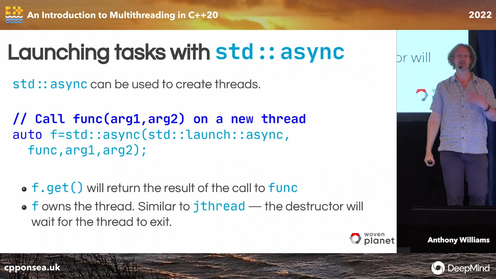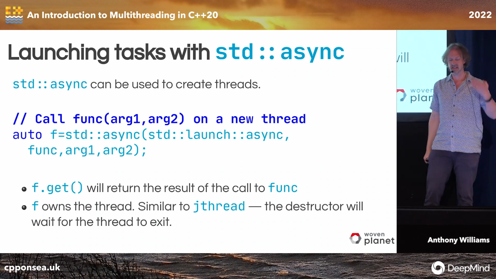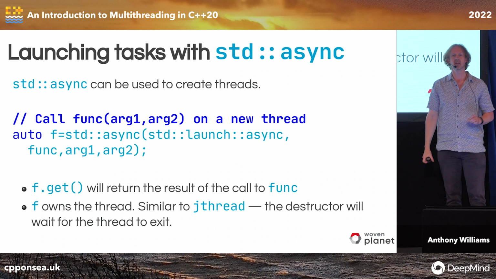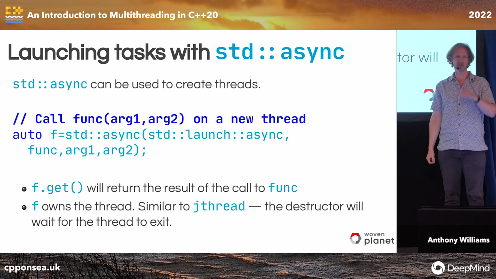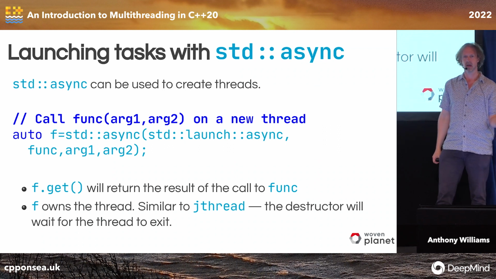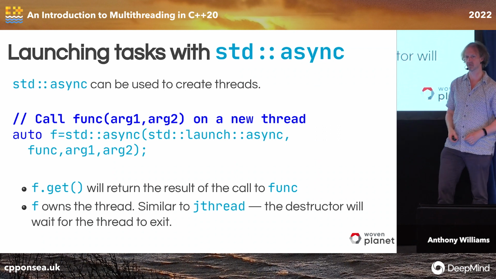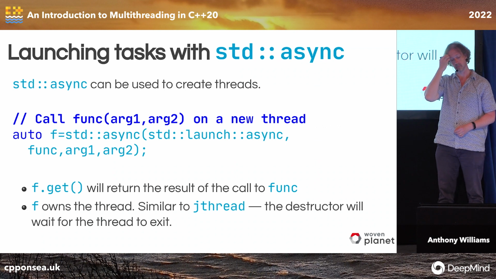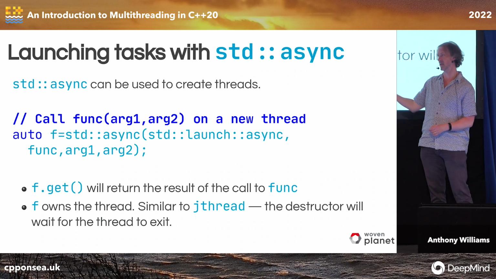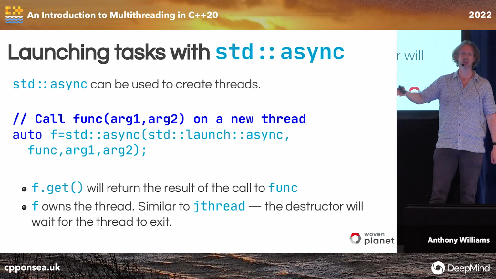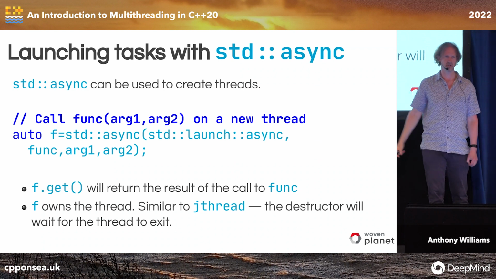And what you get back is a future. Now this has the additional bonus benefit that this future also contains a handle to the thread. And so it will wait for that thread to finish, as well as returning you the result of the function. And if you don't explicitly call get, then the destructor of the future will wait for the thread to finish.